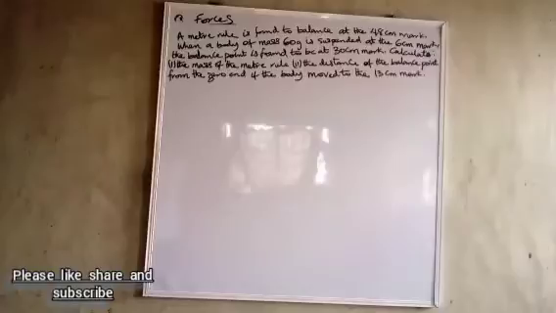A meter rule is found to balance at the 48 centimeter mark. When a body of mass 60 grams is suspended at the 6 centimeter mark, the balance point is found to be at 30 centimeter mark. Calculate: 1. the mass of the meter rule. 2. The distance of the balance point from the zero end if the body moves to the 13 centimeter mark.